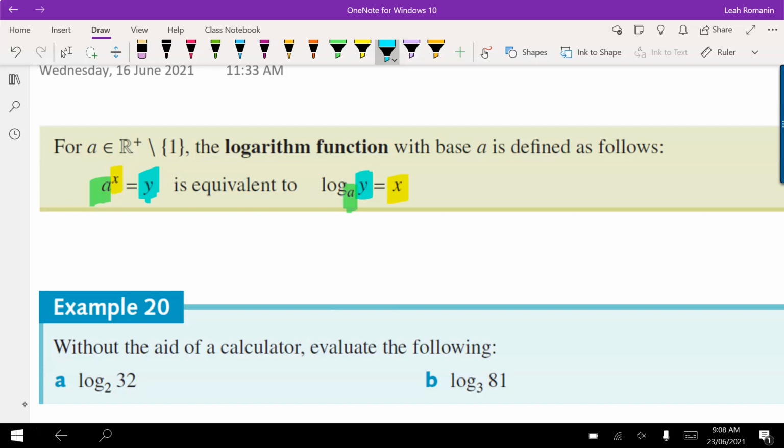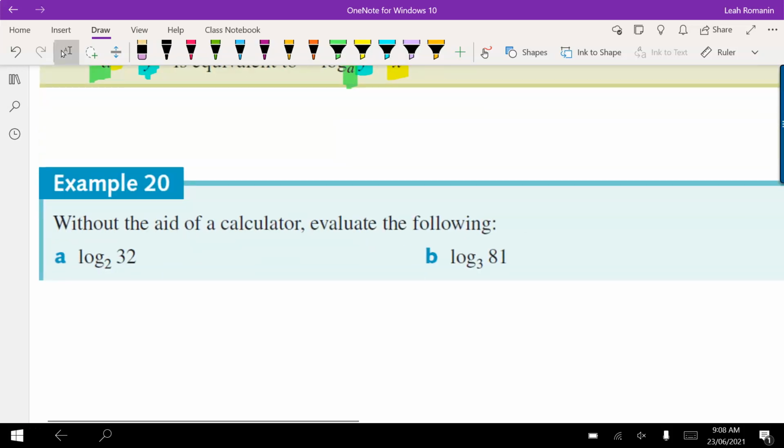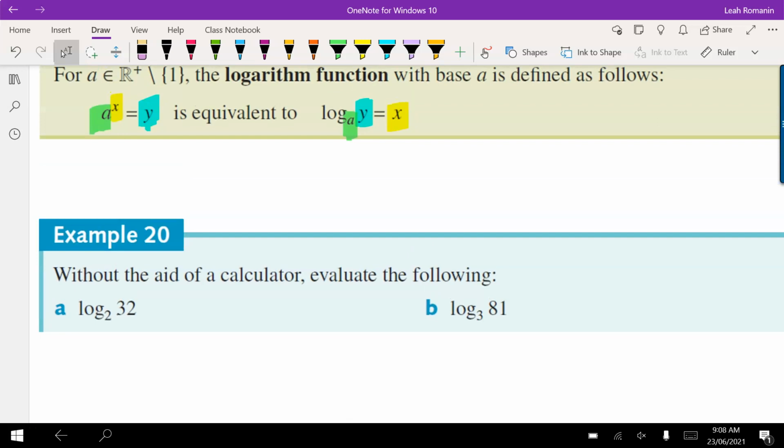Now, sometimes we switch between exponential and log form in order to solve. And that's what we're doing in this first example. So I have log of base 2 of 32. Now, to solve this, what I'm going to do is remember that a to the power of x is equal to y, which is... Now, this double-ended arrow means that they're equivalent, and you can go back and forth between these forms. Log of a, y is equal to x.